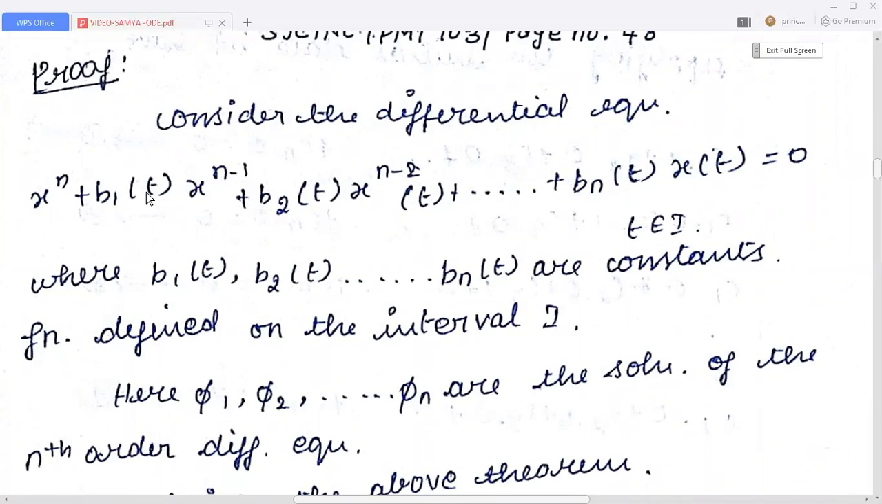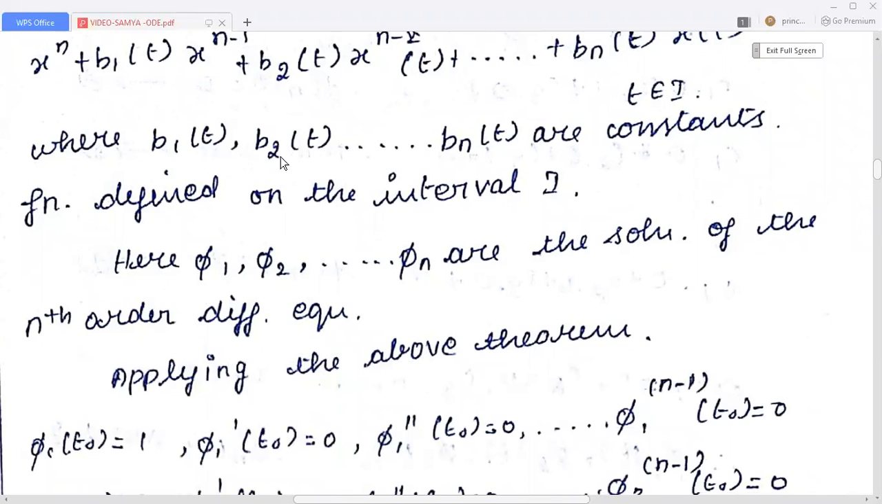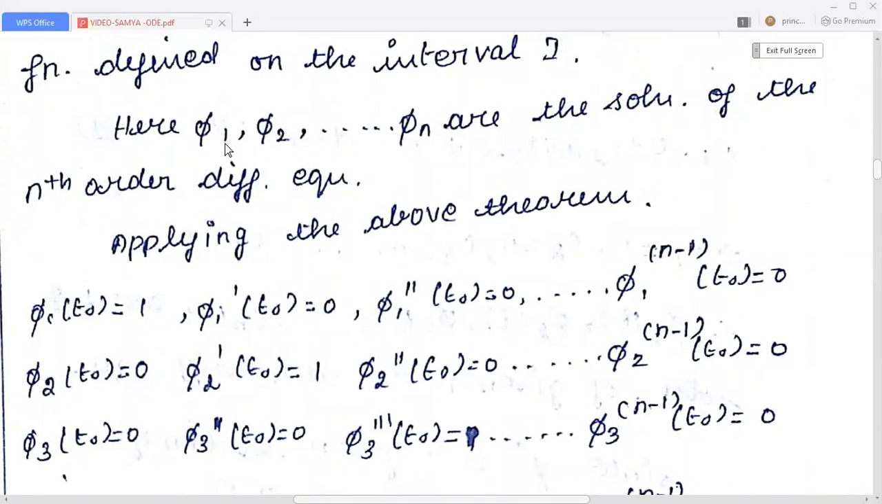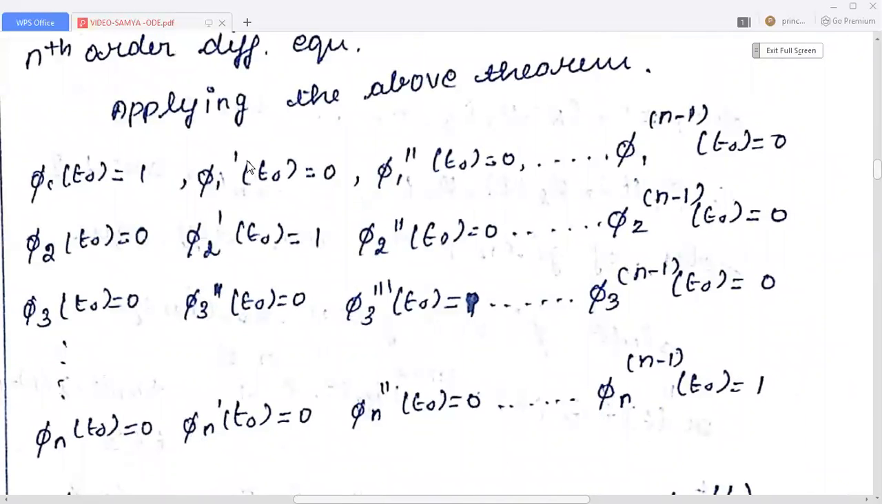Consider the differential equation x power n plus b1 of t into x power n minus 1 plus b2 of t into x power n minus 2 of t plus etc. plus bn of t into x of t equal to 0, where b1 of t, b2 of t, etc., bn of t are continuous functions defined on the interval I. Here pi 1, pi 2, pi 3, etc., pi n are the solutions of the nth order differential equation. Applying the above theorem, here we put the initial data in unit matrix form for the nth order differential equation.